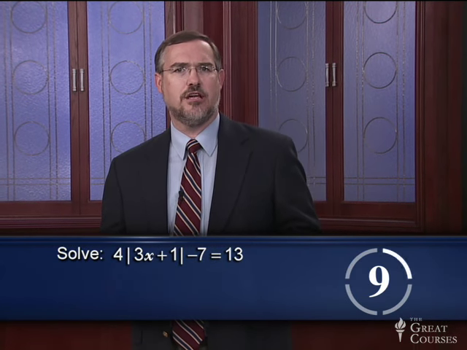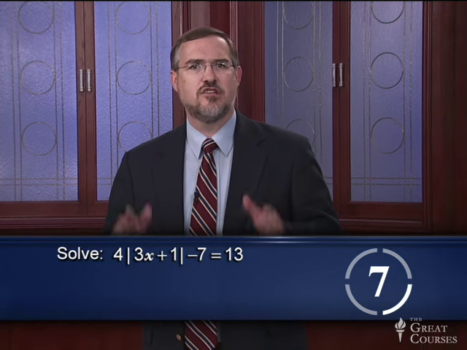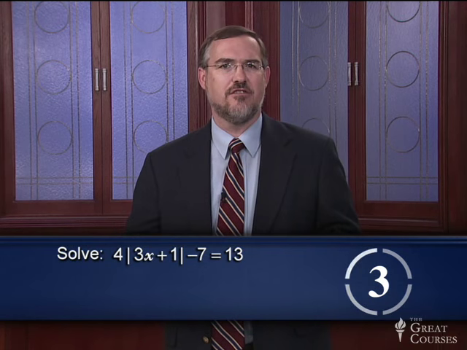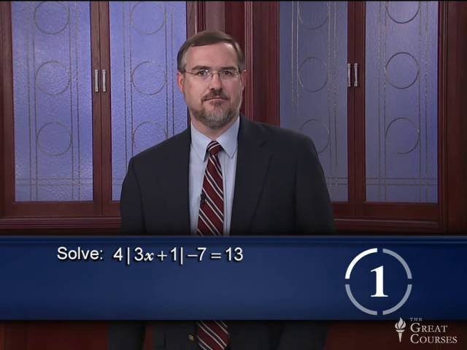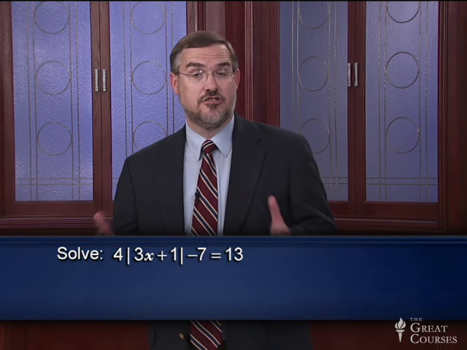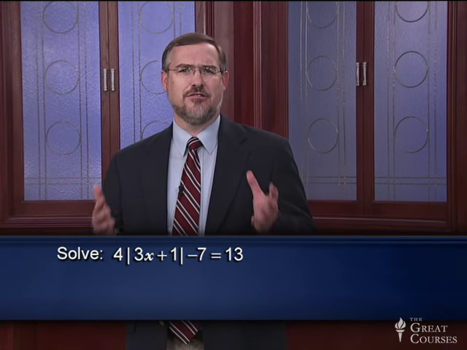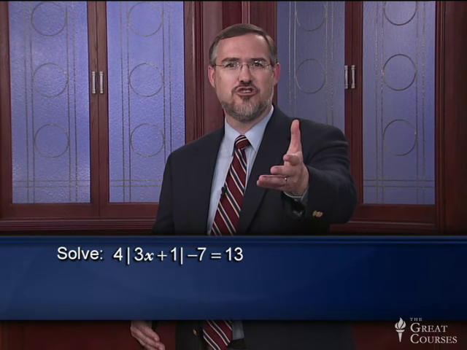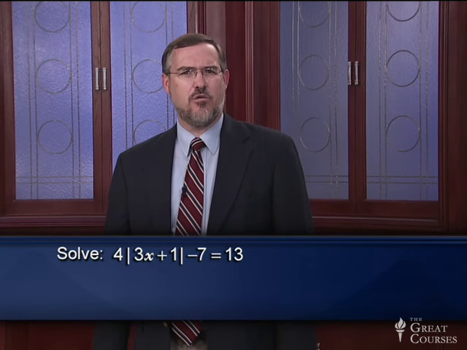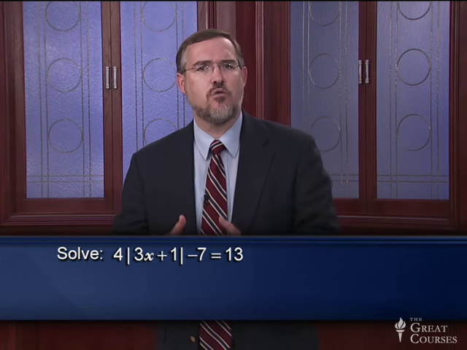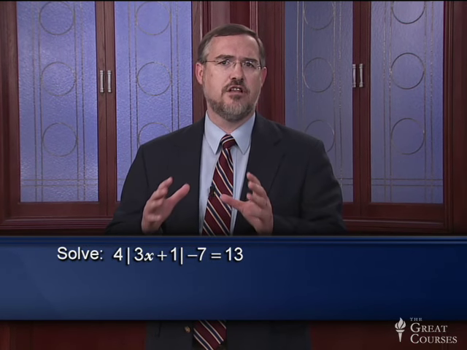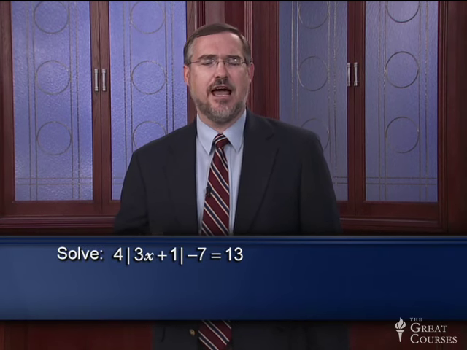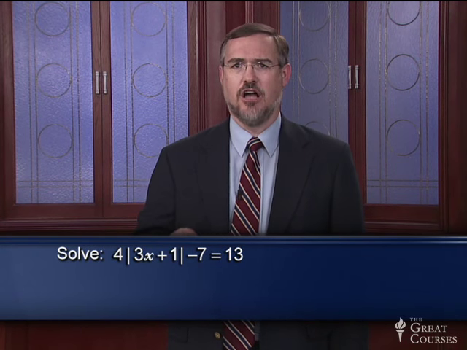Solve the following equation. 4 times the absolute value of 3x plus 1 minus 7 equals 13. Now, did they both work? Well, let's try solving it together and let's make sure that I get the same solutions that you did. So this equation actually requires a little bit of rewriting before we really find the solutions. And that rewriting basically means that I want to get the absolute value symbol by itself.